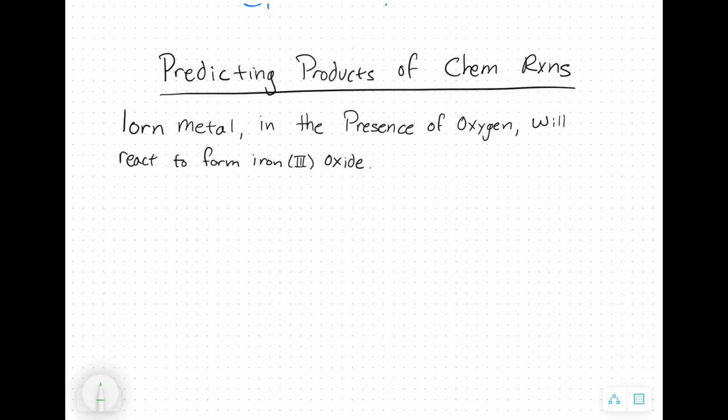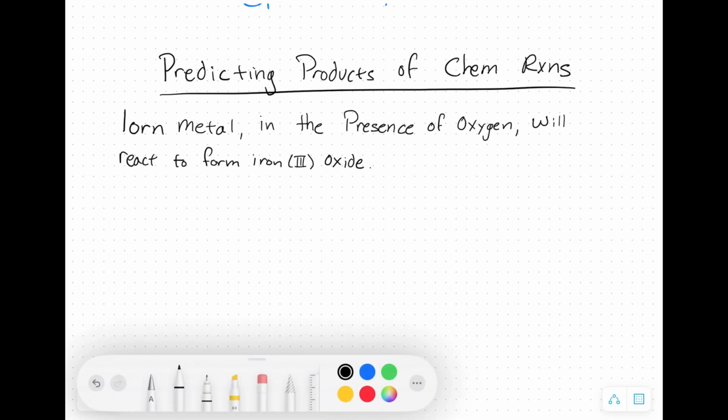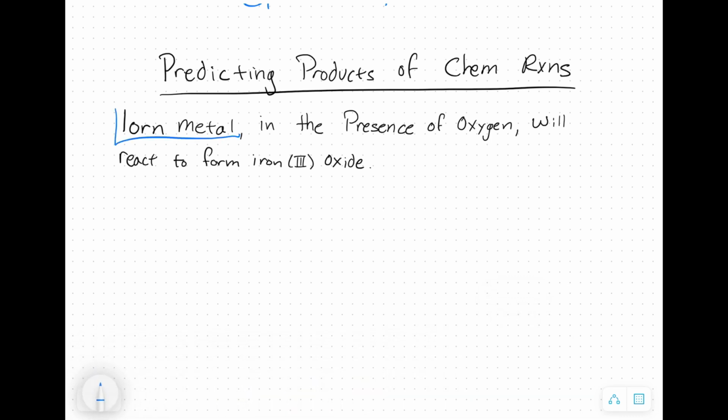So let's go through a more realistic practice problem of something you would probably see. We're going to do the exact same processes, but now it's going to be a little bit of a word problem. So here, we're going to be given the reactants, and we're going to have to predict the products. So iron metal, in the presence of oxygen, is going to react and form iron oxide. So let's break these down really quick.